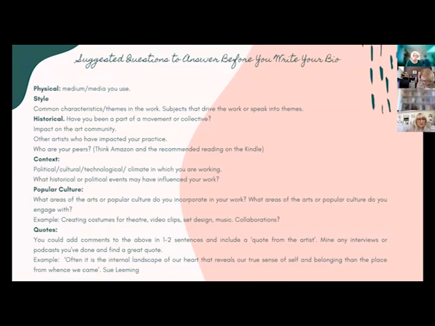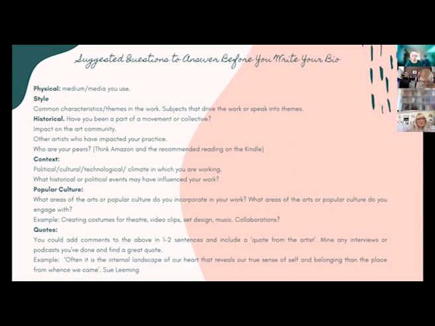So say you've written one or two sentences on each of the above questions, and you've got a quote that you've written from yourself or comments that other people have made about your work. If you've answered all these questions before you've written your bio, you might have two or three pages of stuff written down. Now, how do you edit that down?